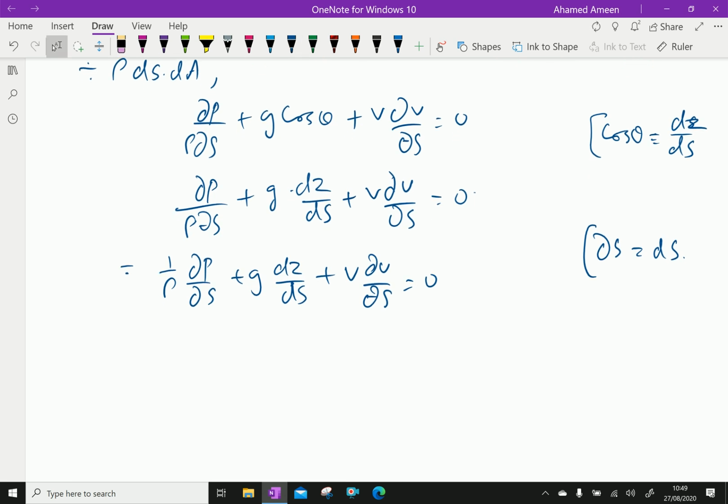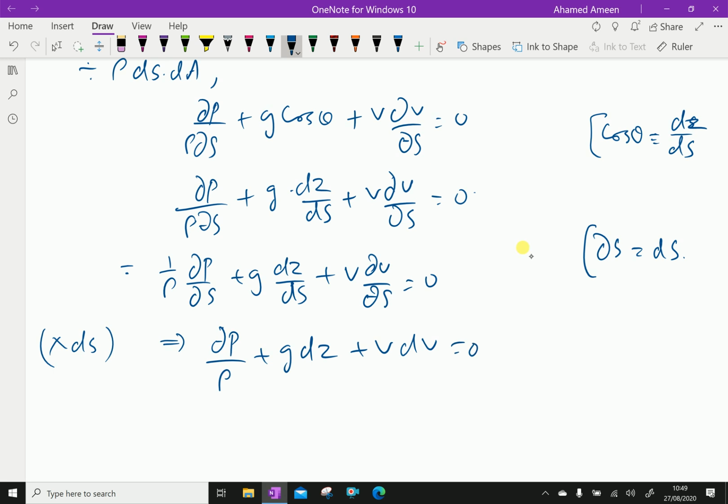Then, multiplying throughout by ds, or dou s, both being equal here, we have dou p by rho plus g dz plus v dv equal to 0. This is known as Euler's equation for fluid flow in steady condition.